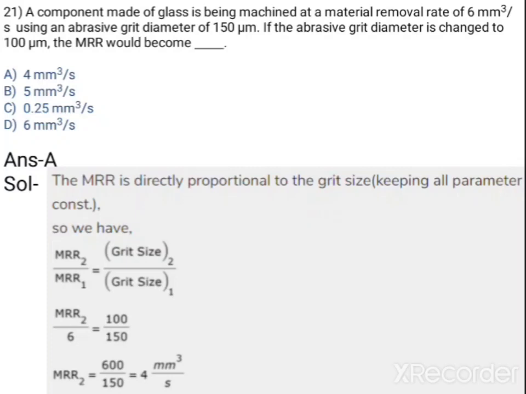We have to remember that, keeping all parameters constant. So from that relationship we can easily find out the material removal rate. Material removal rate 2, which we have to find out, divided by material removal rate 1 is equal to the grit size of the second divided by the grit size of the first. Just put the values, and the unknown parameter, material removal rate 2, is nothing but 4 mm cube per second. So option A is correct. You have to remember that material removal rate is directly proportional to the grit size.